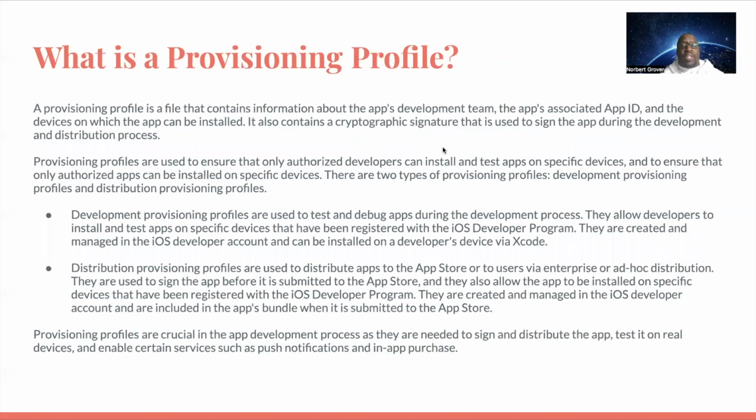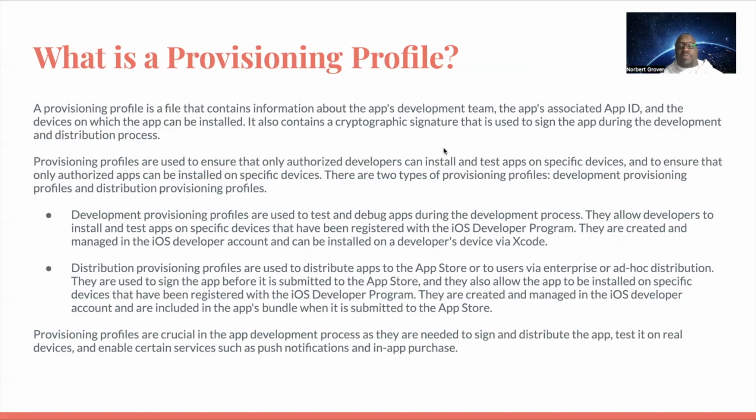Okay, so what is a provisioning profile? A provisioning profile is a file that contains information about the app's development team, the app's associated ID, and the devices on which the app can be installed. It also contains a cryptographic signature that is used to sign the app during the development and distribution process. Provisioning profiles are used to ensure that only authorized developers can install and test apps on specific devices, and to ensure that only authorized apps can be installed on specific devices.